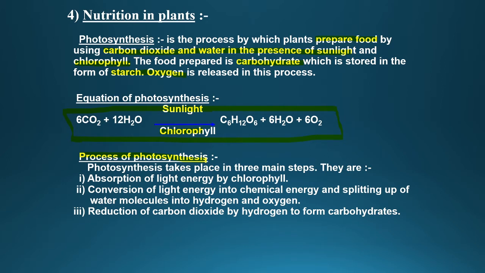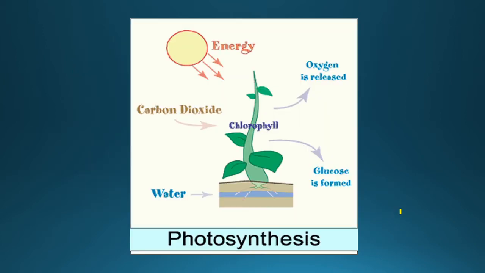Photosynthesis takes place in three main steps. The first one is absorption of light energy by chlorophyll. As we know, chlorophyll is the green pigment. The second one is conversion of light energy into chemical energy and splitting up of water molecules into hydrogen and oxygen. And the third one is the reduction of carbon dioxide by hydrogen to form carbohydrates as the nutrition for the plant. This is one of the pictures of how it transforms.